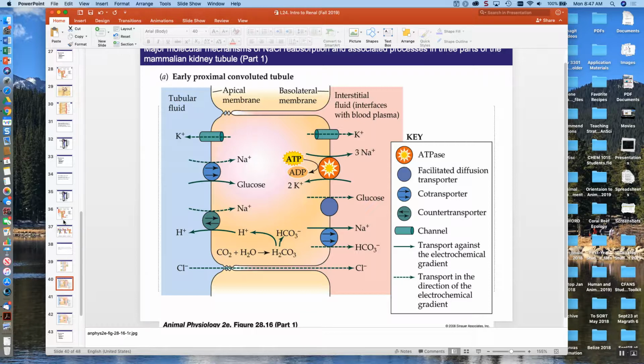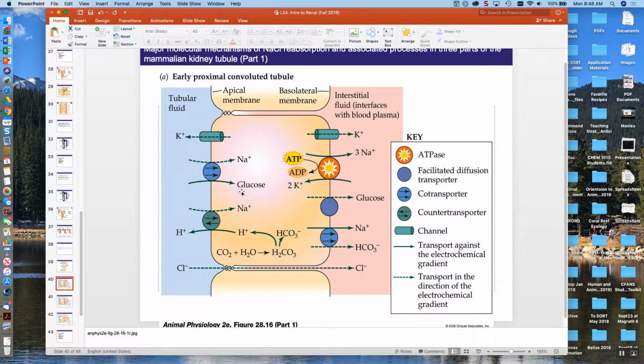So, going back here, this is the inside. The blue right here is the inside of the nephron, of the proximal tubule. This red side is the outside, and the blood supply is over here. Okay? So, what you'll notice right away is on the apical membrane, that's the side that faces the lumen, you can see the sodium glucose transporters. These are secondary active transporters that are using the sodium gradient to pull glucose into the cell.